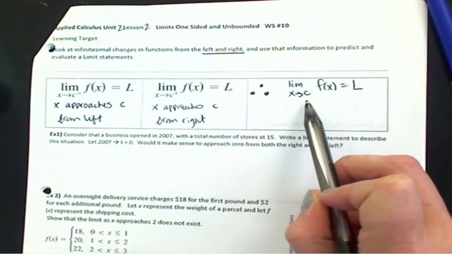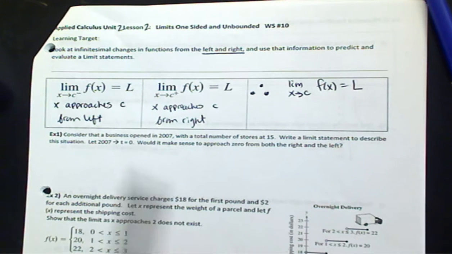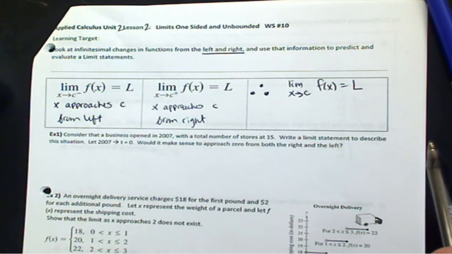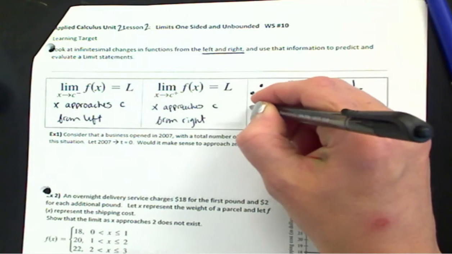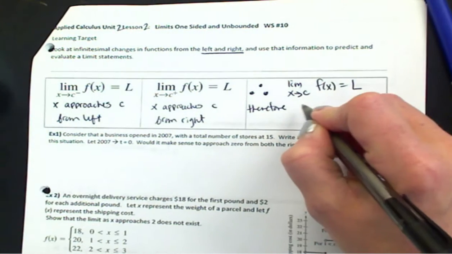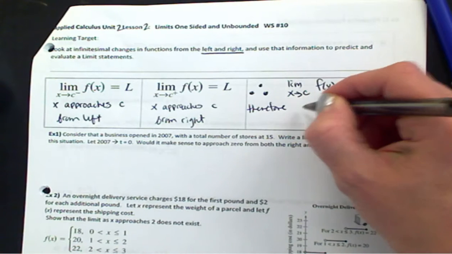Notice how this combines the two statements. If A, then B, therefore C. Okay, the 3 dots means therefore the limit exists.